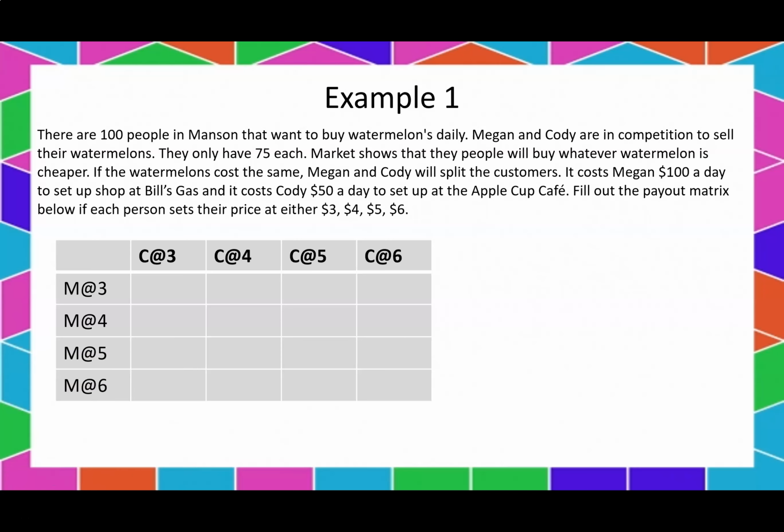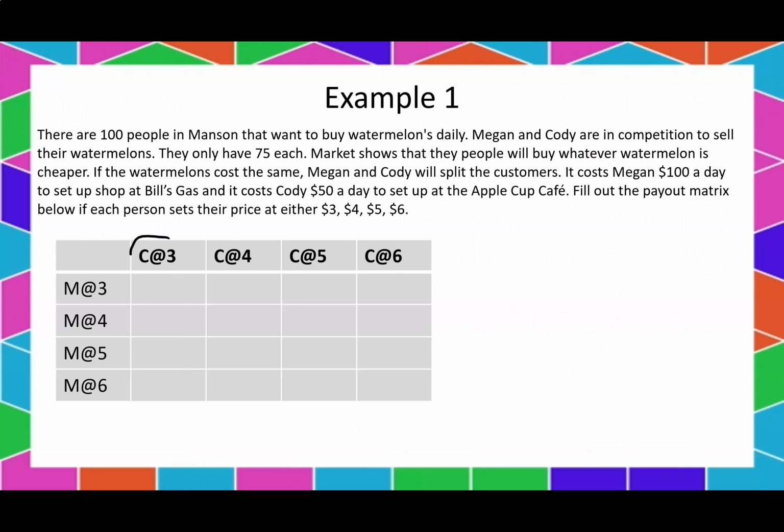Okay, the key to doing these problems is understanding the question. So it says there are 100 people in Manson that want to buy watermelons daily. Megan and Cody are in competition to sell their watermelons. They only have 75 each. Market shows that people will buy whatever watermelon is cheaper. And if the watermelons cost the same, Megan and Cody will split the customers. It costs Megan $100 a day to set up at Bill's Gas, and it costs Cody $50 a day to set up at the Apple Cup Cafe. Fill out the payout matrix below if each person sets their price at $3, $4, $5, and $6.